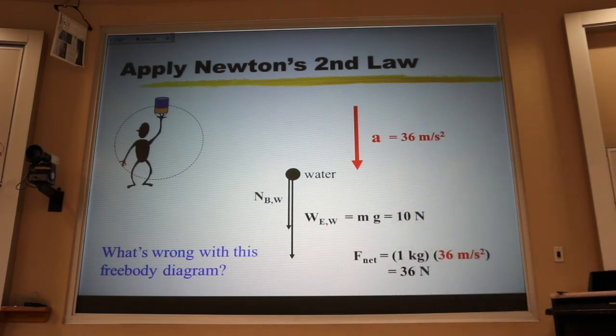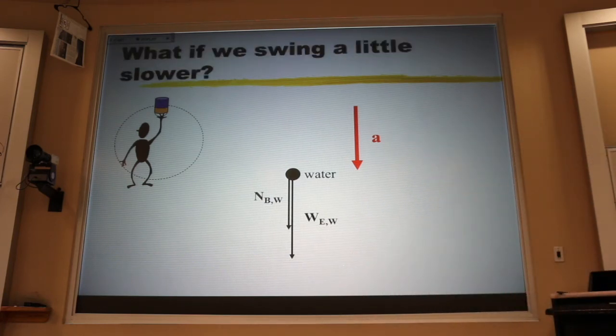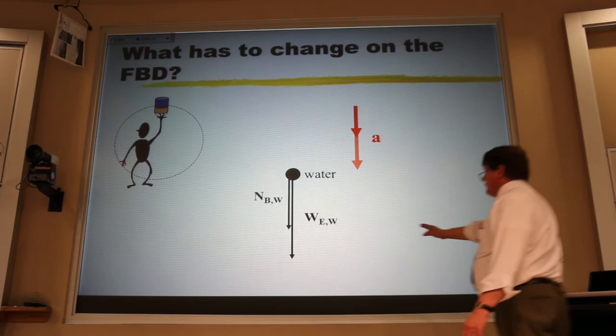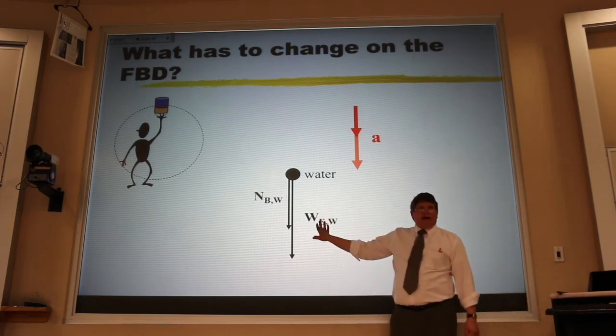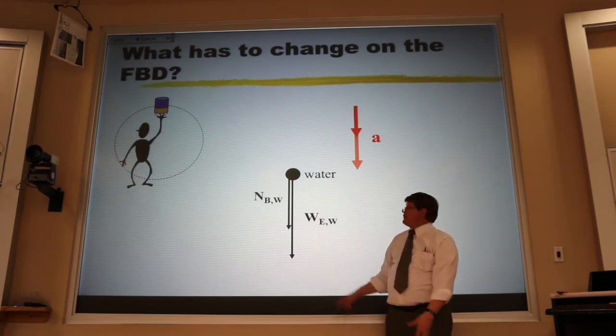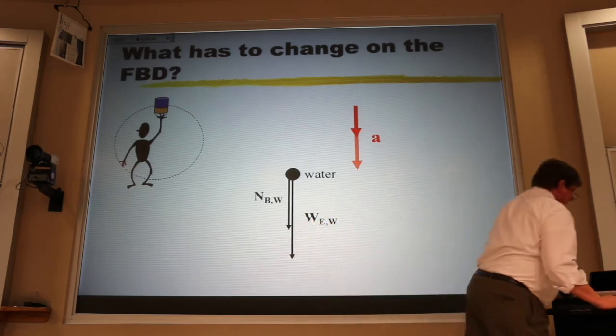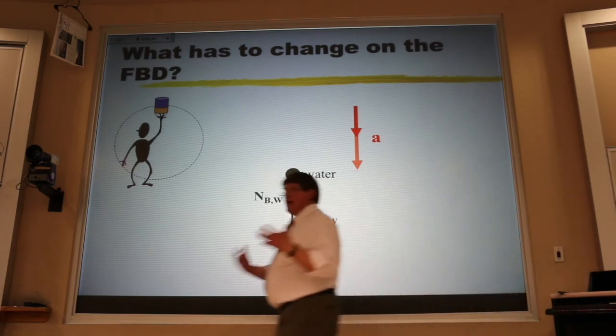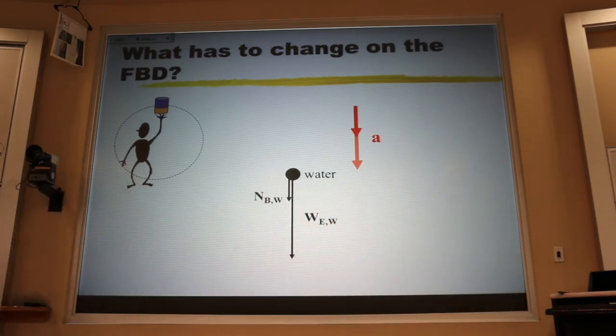Sorry. Now, what if I swing it slower and slower and slower? What happens to that acceleration vector? Gets smaller. And what has to happen to my free body diagram? Does this weight force change? No. And so that means in order for this diagram to scream less down, the normal force has to get smaller. And when that normal force goes to 0, the water leaves the bucket. So let's go slower and slower.